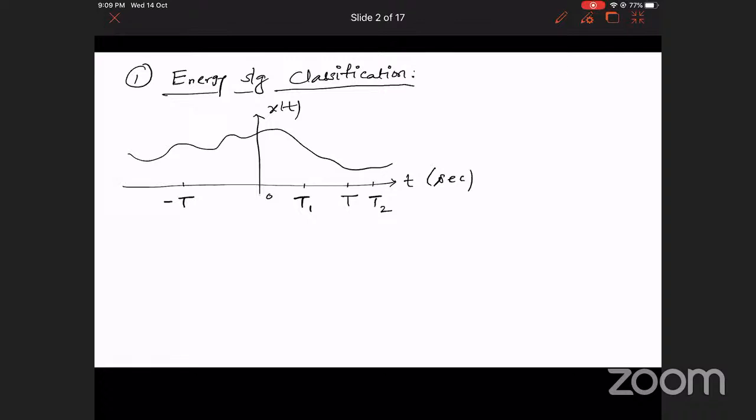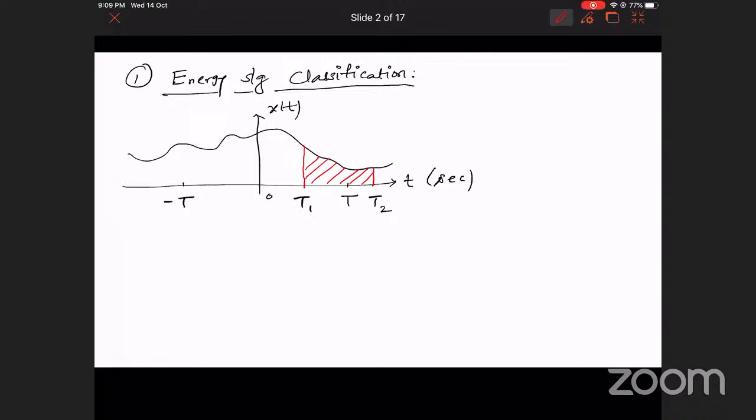So let us assume the requirement is that I have to calculate the energy from T1 to T2. I hope you are getting my requirement. I don't want the energy of the complete signal, but I want to calculate the energy from T1 to T2. So this is the first case, guys. I hope you have understood the requirement.